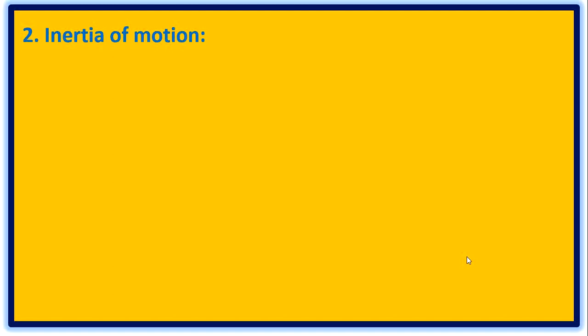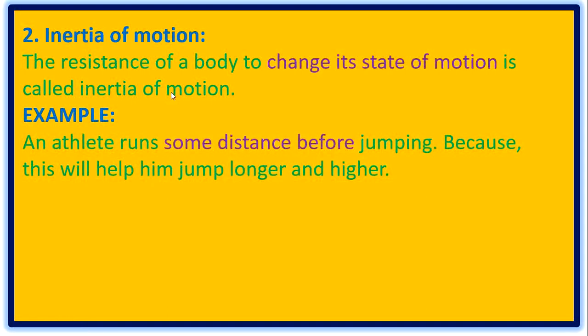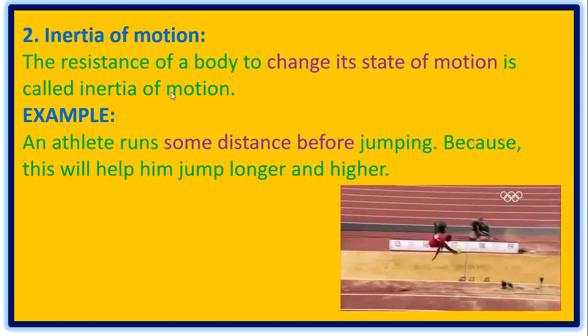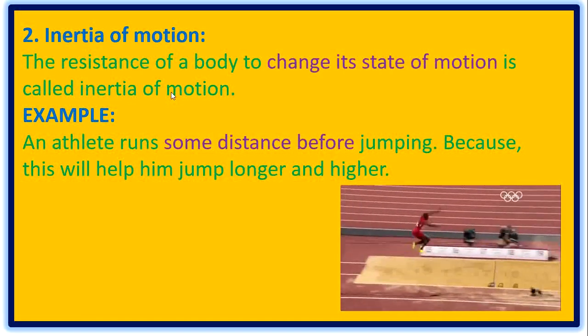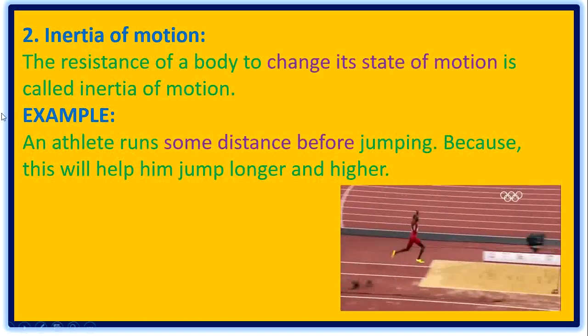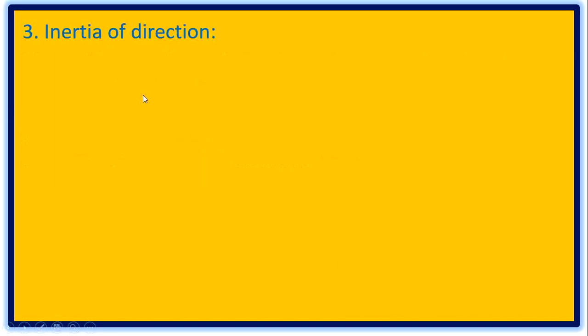Next one, inertia of motion. What is called inertia of motion? The resistance of a body to change its state of motion is called inertia of motion. Example: an athlete runs some distance before jumping because it helps him jump longer and higher. See this diagram, he runs some distance and then jumps. So it is called state of motion.